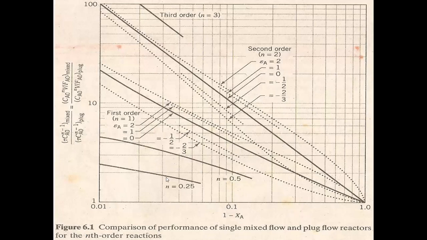I don't encourage you to use this graphical approach in determining the size of any of the reactors, may it be MFR or PFR, given another. What do I mean by that? Let's say a problem will give you the size for the plug flow, and correspondingly for the same conversion, you would be asked to determine the size for, let's say, the MFR.